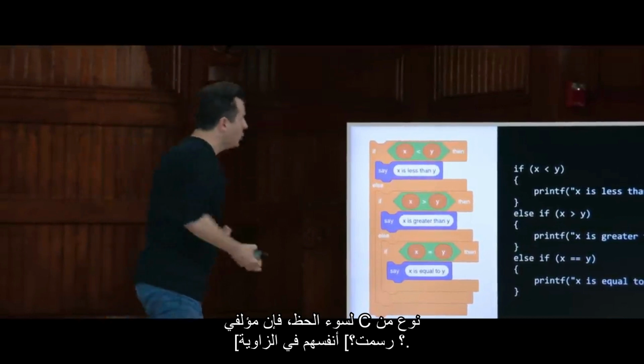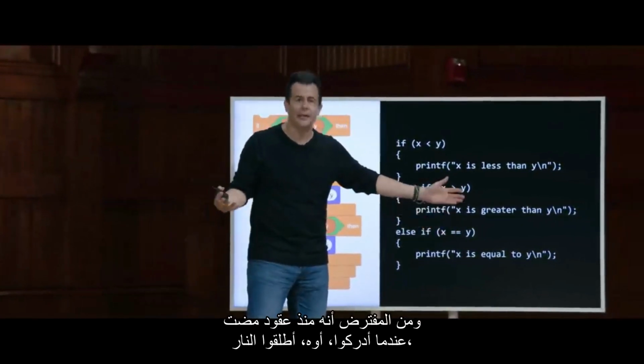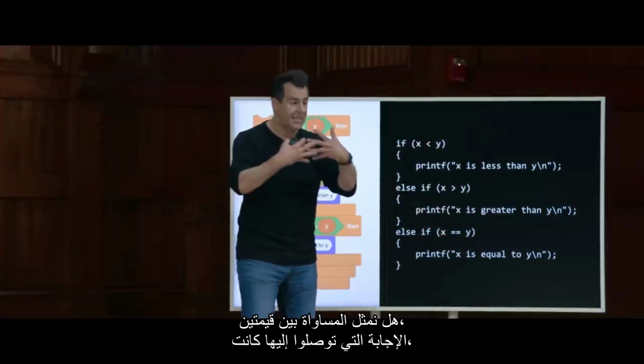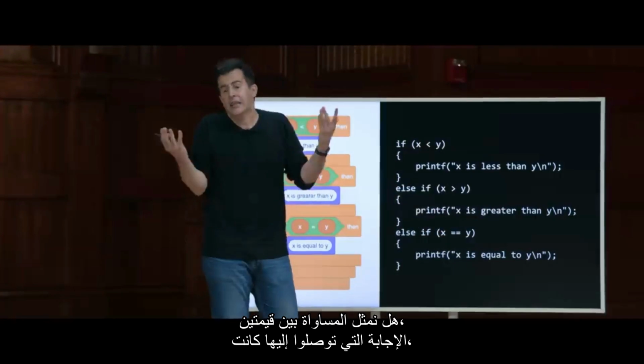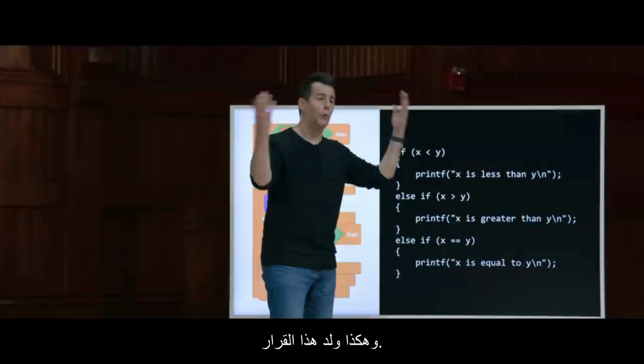Unfortunately, the authors of C kind of painted themselves into a corner, and presumably decades ago they realized, oh shoot, we've already used a single equal sign. How do we represent equality of 2 values? The answer they came up with was, all right, we'll just use 2 instead. And thus was born this decision.